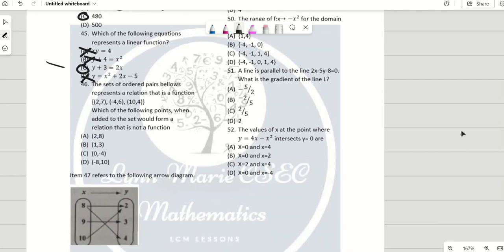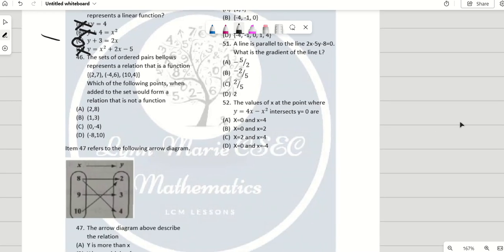Right, a set of ordered pairs below represents a relation that is a function. Which of the following points, when added to the set, would form a relation that is not a function? If we look at this, 2 is mapped onto 7, minus 4 is mapped onto 6, and 10 is mapped onto 4. So you cannot have 2 values mapping from the same number. If we add 2, 8, it's supposed to map onto 7, not 8. So therefore, A is your answer.